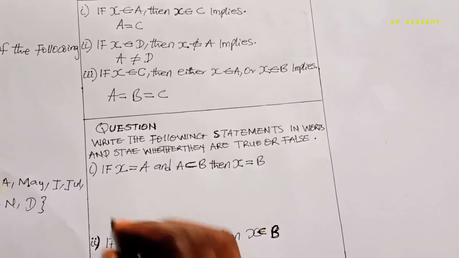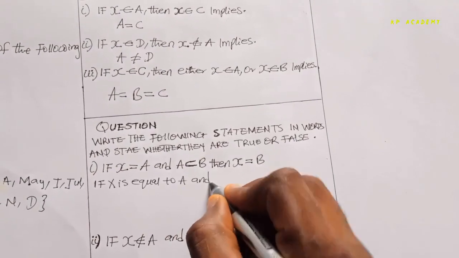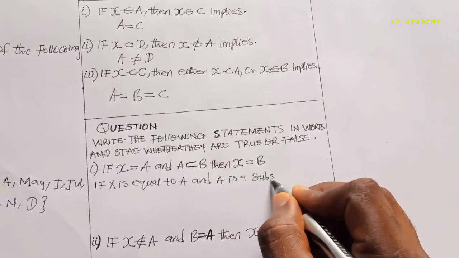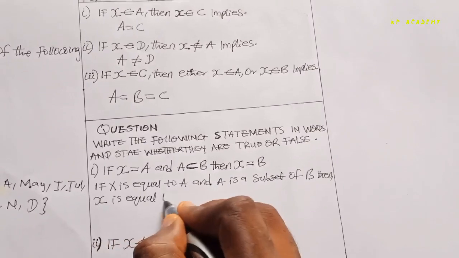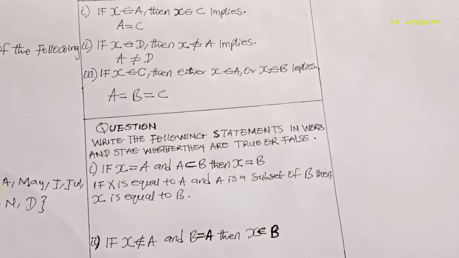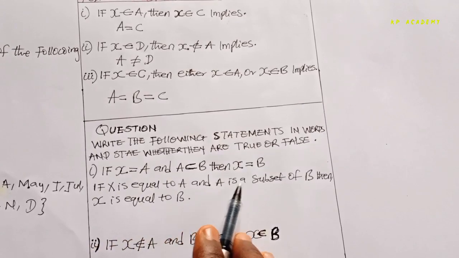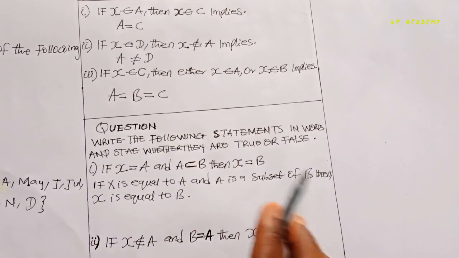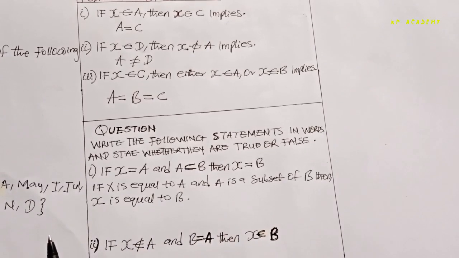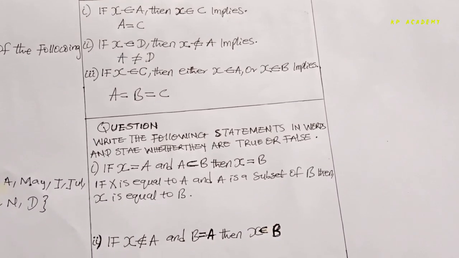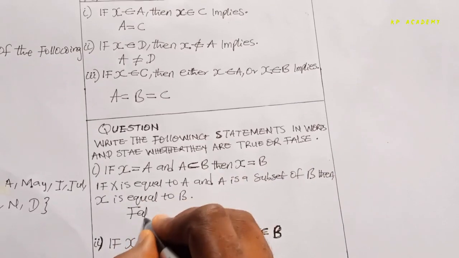Okay, so let's write it in words. Okay, so this is the answer in words. If S is equal to A and A is a subset of B, then S is equal to B. Now, is it true or false? So the answer to this one is false.